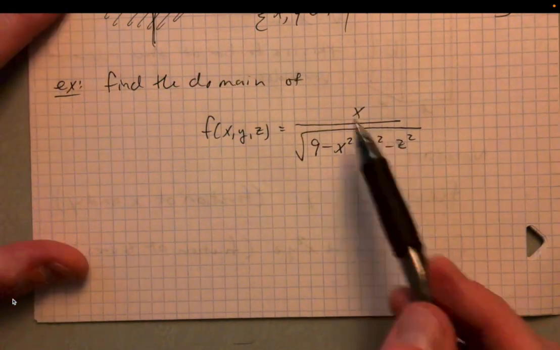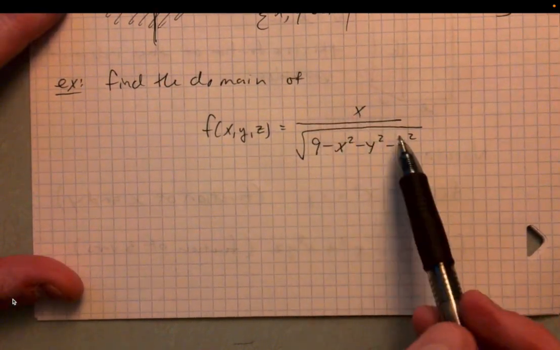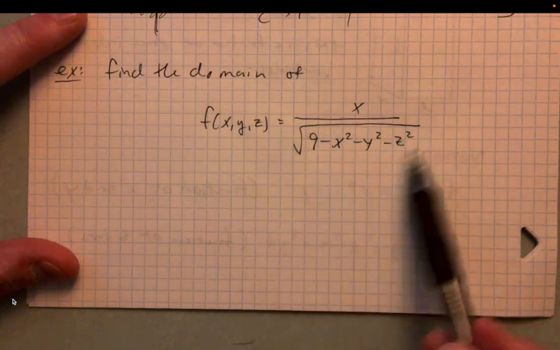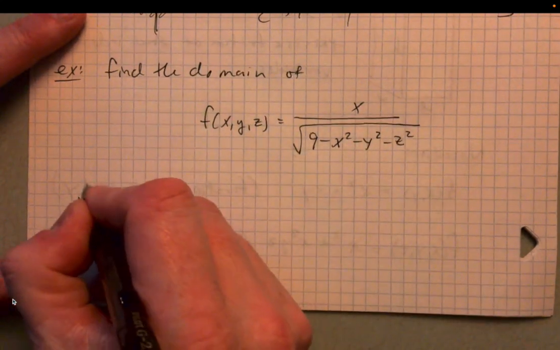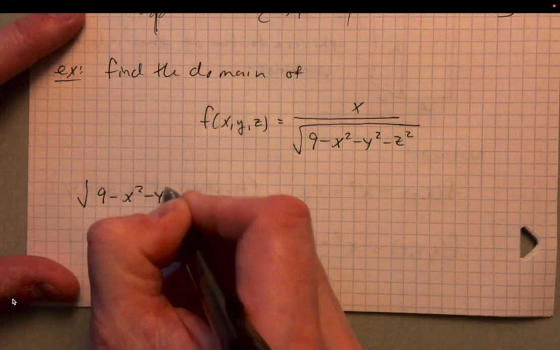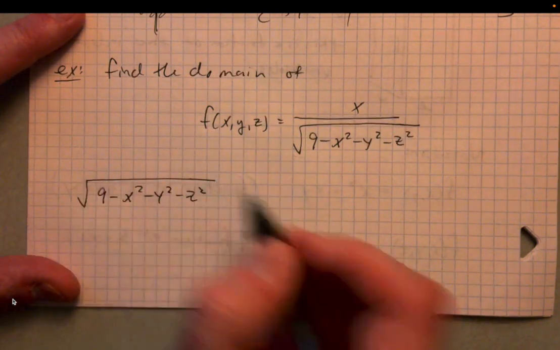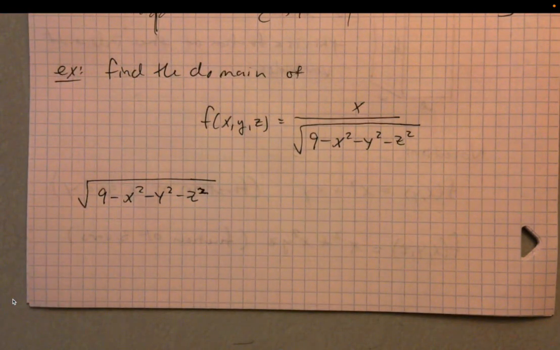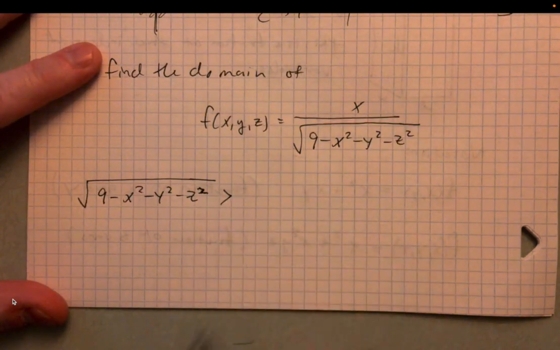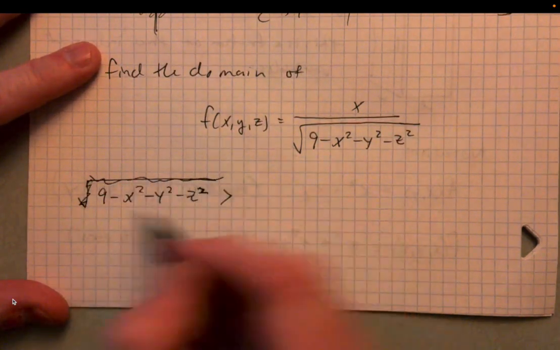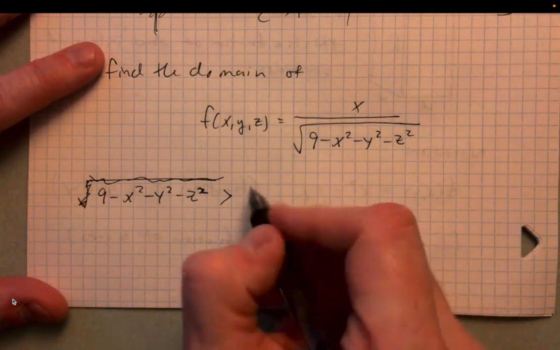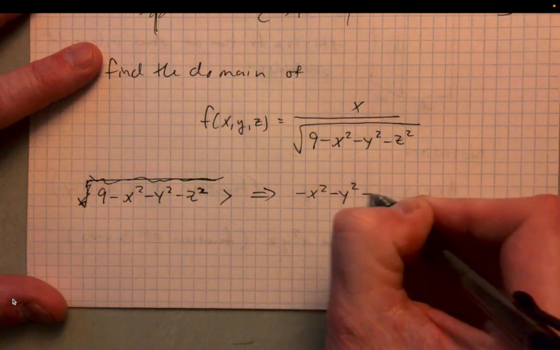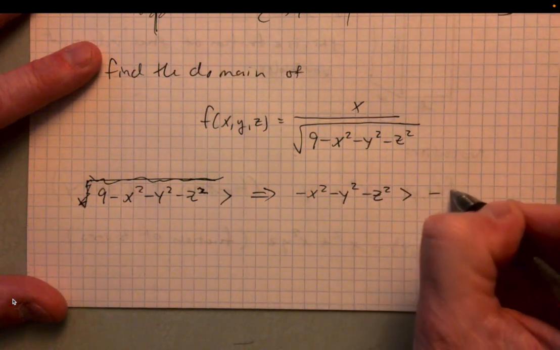Okay, so here again, x isn't a problem in this case, right? There's no concern about dividing by 0 except with regard to this entire radical. So here we need the radical 9 minus x squared minus y squared minus z squared, that whole thing, to be strictly greater than 0, right? Not greater than or equal to 0. If it's equal to 0, then we're dividing by 0. So this needs to be strictly greater than 0. Actually, we can leave the radical off. We're just concerned with the expression inside. So that means we would say negative x squared minus y squared minus z squared needs to be greater than negative 9.